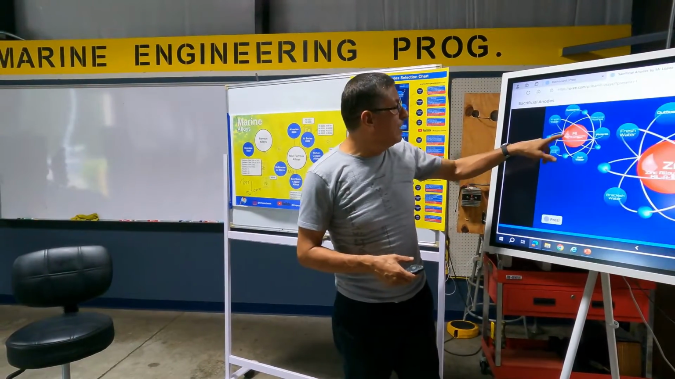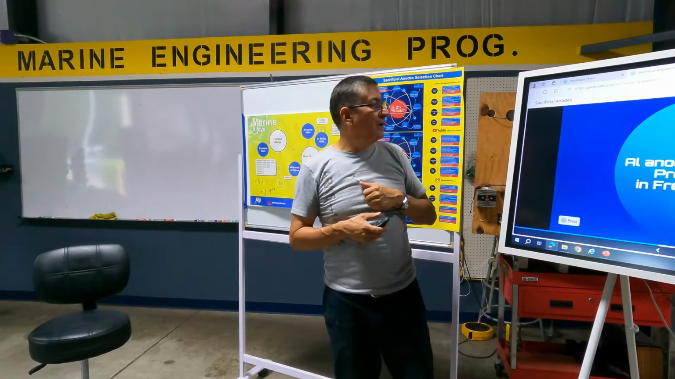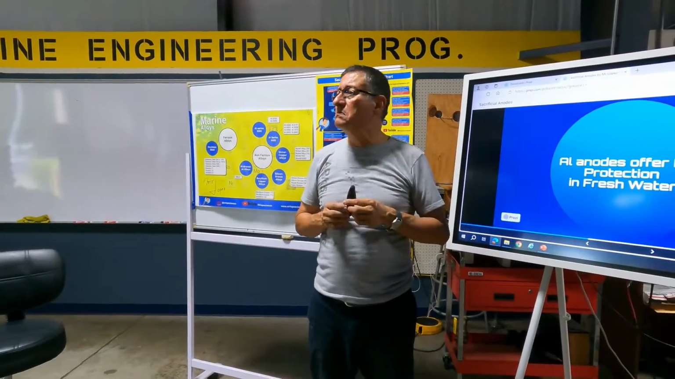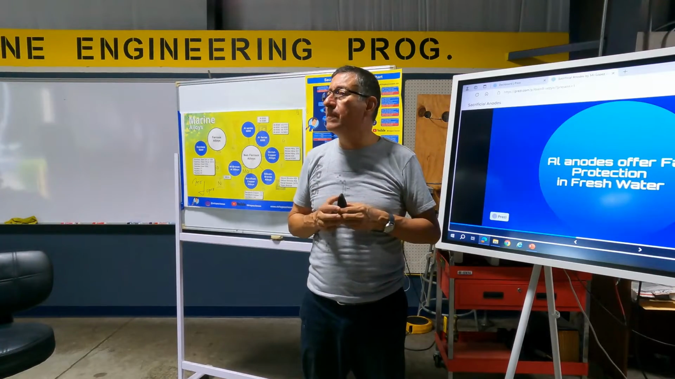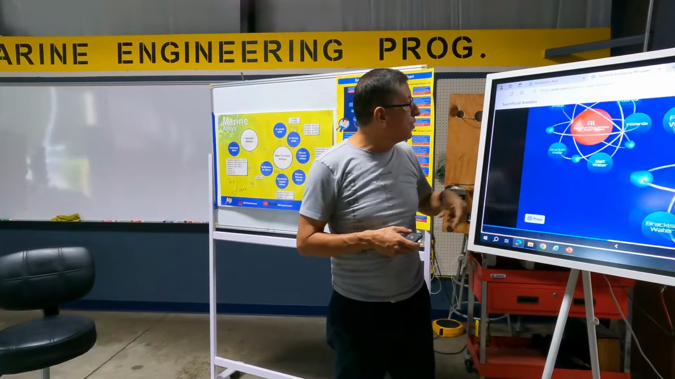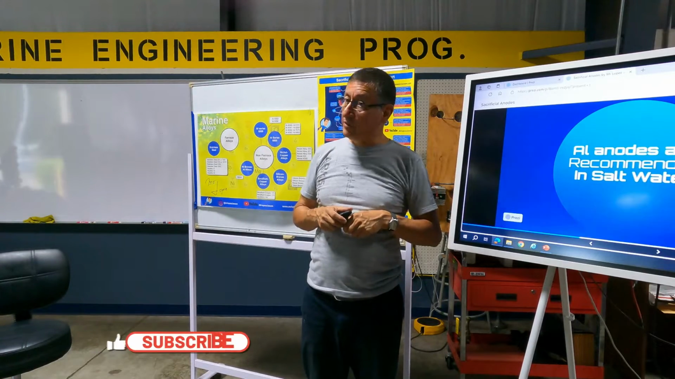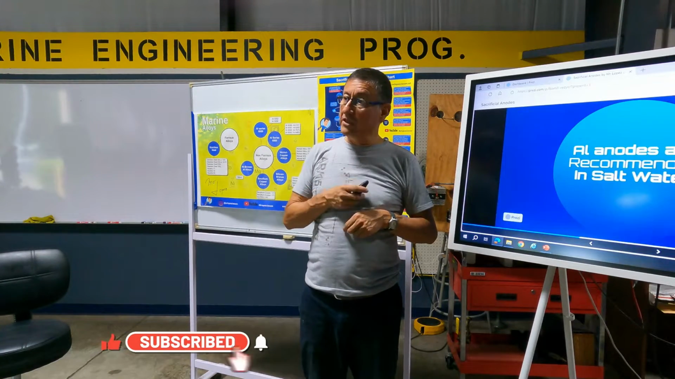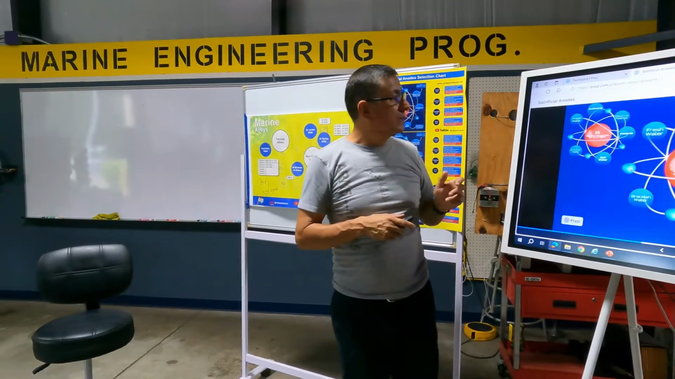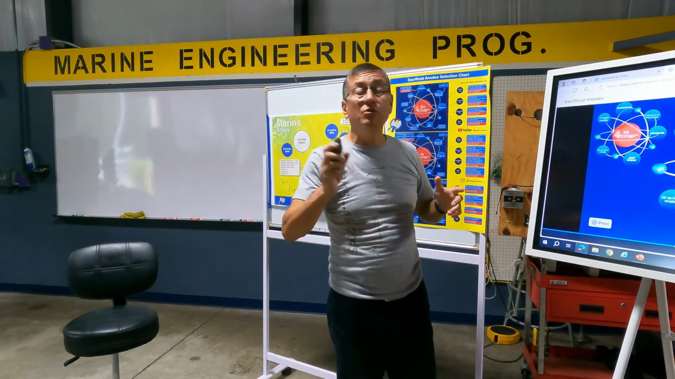Okay, let me check aluminum. Aluminum with fresh water. The protection of aluminum in fresh water is fair. It's not bad, but so-so. Okay, what about aluminum alloy anodes in salt water? Recommended. Aluminum is good, no? Recommended in salt water. In brackish water? Oh, okay, so-so. It's not bad. This is in terms of water. And now, excuse me, brackish water.